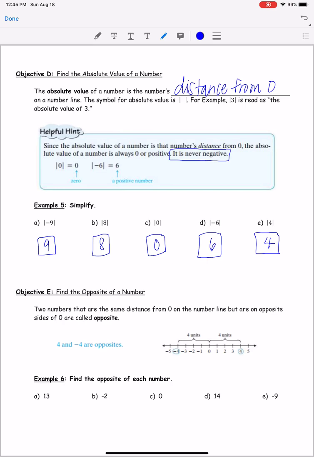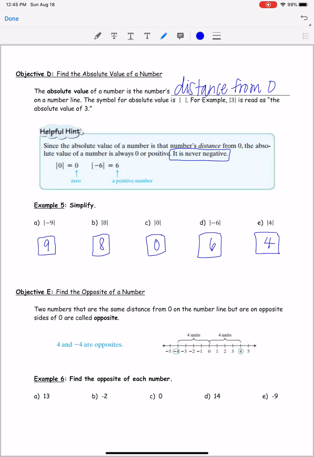Objective E, find the opposite of a number. Two numbers that are the same distance from 0 on a number line, but on opposite sides of 0 are called opposites. For example, 4 and -4 are opposites. -4 is 4 units away, and +4 is also 4 units away. We'll learn later that those kind of cancel out, but those are considered opposites.